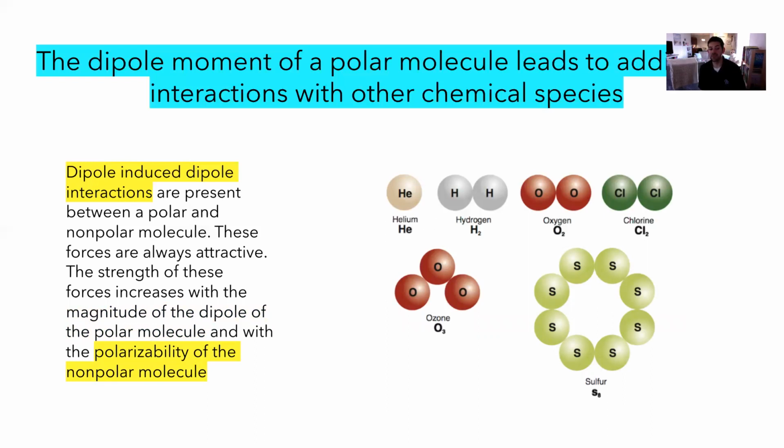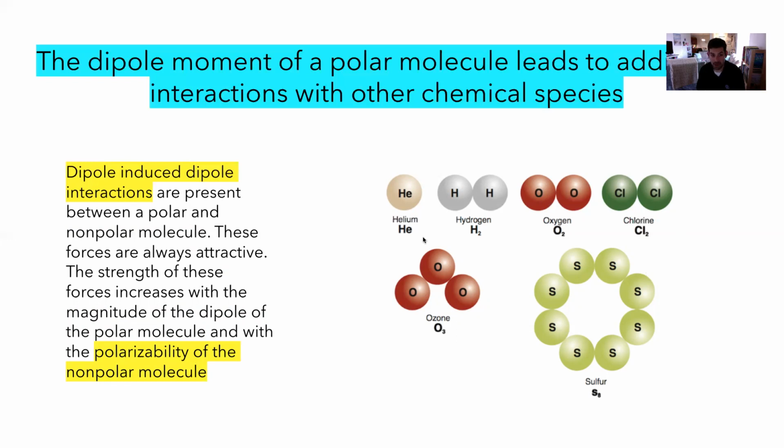The strength of these forces increases with the magnitude of the dipole of the polar molecule and with the polarizability of the nonpolar molecule. We still want to think about the nonpolar molecule. How well can those electrons be moved about? That is its polarizability. So something like S8, this is a bigger molecule with a lot of electrons. It can be induced a bit easier because it has so many electrons. Whereas our small molecules like helium or H2 or O2 are going to be less polarizable. They have fewer electrons, and those electrons are held closer to their nucleus.